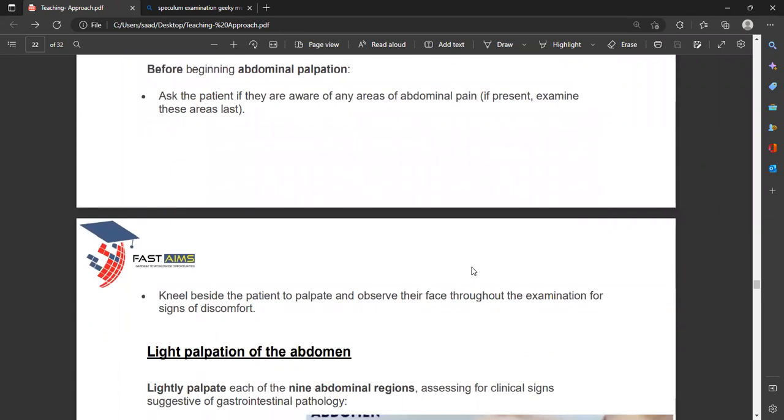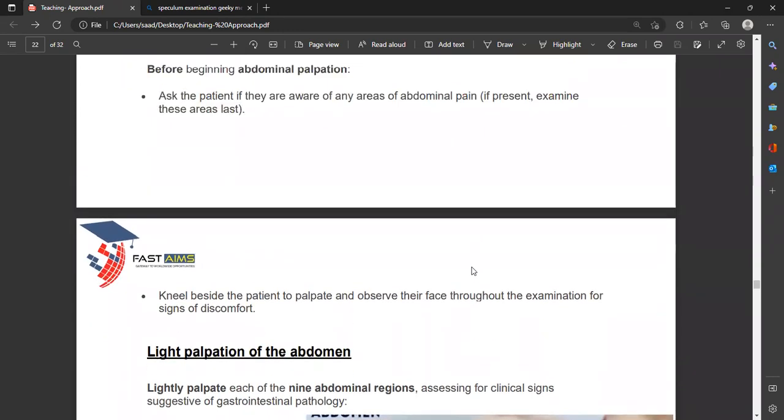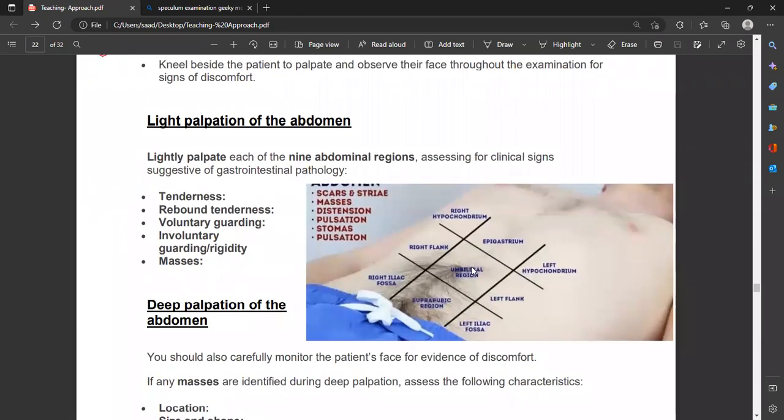Then prepare, it's just simple, wash your hands and wear gloves. It will be written on the wall that you should assume you are gloved. Light palpation, in the light palpation, there are 9 quadrants. You can tell John that there are 9 quadrants. Do you know what the 9 quadrants are? Yes, they are the left hypochondrium, epigastrium, right hypochondrium, umbilical region, right flank, left flank, and so on. There are 9 quadrants. We have to first lightly palpate and then deeply palpate.